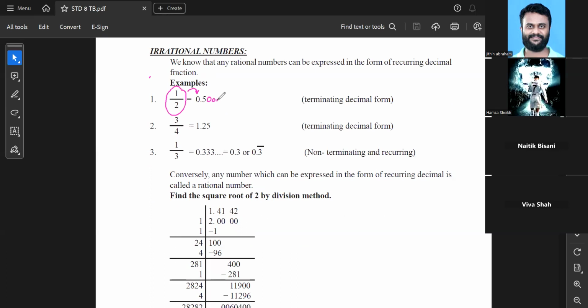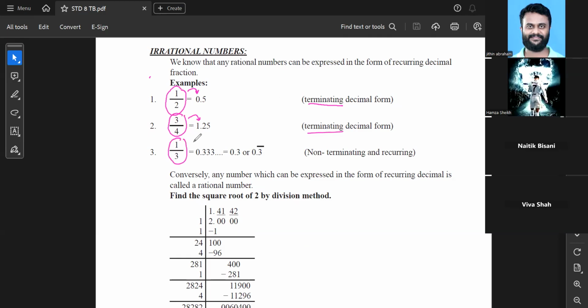It is purely 0000 after it. So nothing is there beyond it. Hence we call it terminating decimal form. Terminates means it ends. So it ends over here. Therefore, we call it terminating decimal form. Another example is 3 by 4. When you divide 3 upon 4, the answer you get in decimal form is 0.75, which is again terminated. Nothing is there beyond it. Therefore, I call it a terminating decimal form.